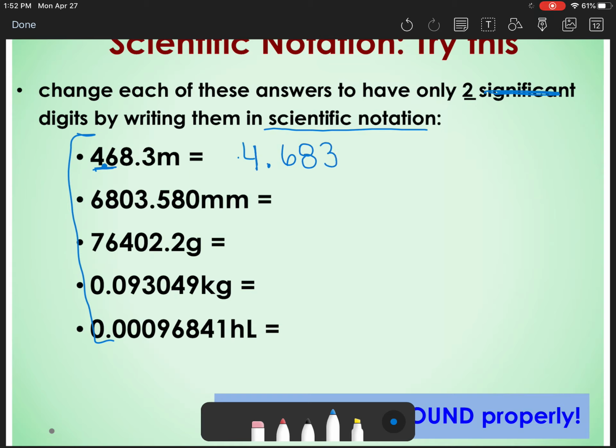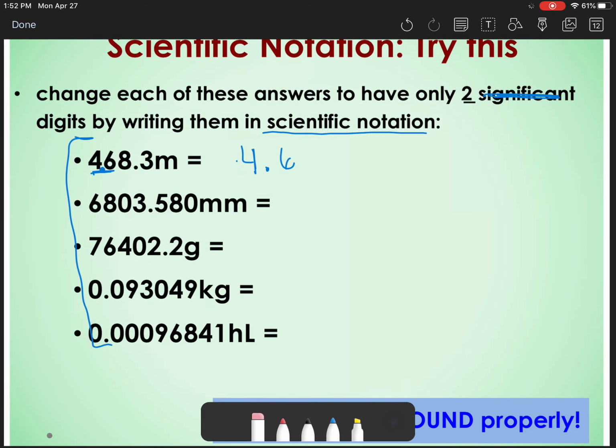Okay, so that's my number. All I've done is I've moved the decimal behind the first non-zero digit. Oh, sorry, I'm only supposed to have 2 digits. And because I only have 2 digits, my 6 actually rounds up. Now, obviously we know 4.7 is not equal to 468, not even close.